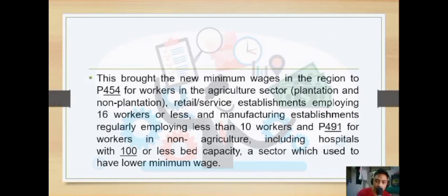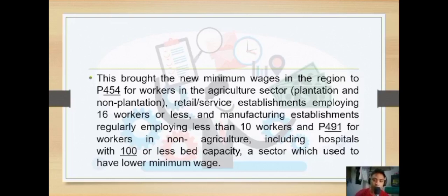So this brought the new minimum wages in the region to 454 pesos for workers in the agricultural sector, plantation and non-plantation, retail service establishments employing 16 workers or less, and manufacturing establishments regularly employing less than 10 workers, and 491 pesos for workers in non-agriculture, including hospitals with 100 or less bed capacity, a sector which used to have lower minimum wage.